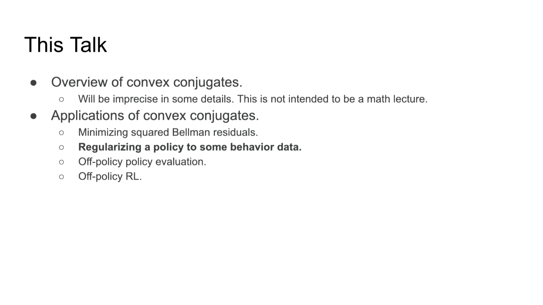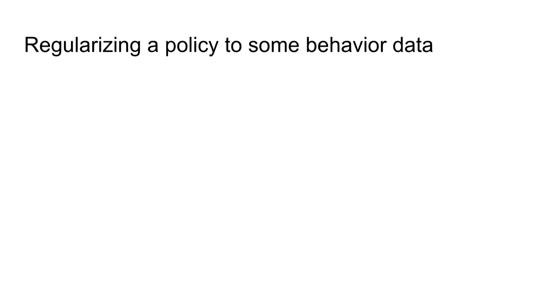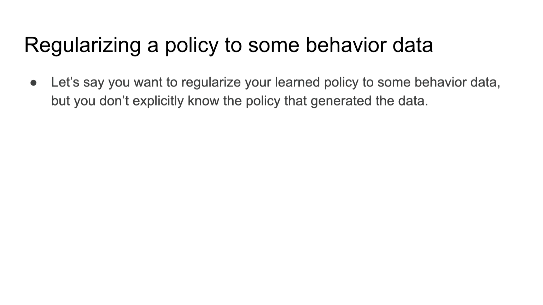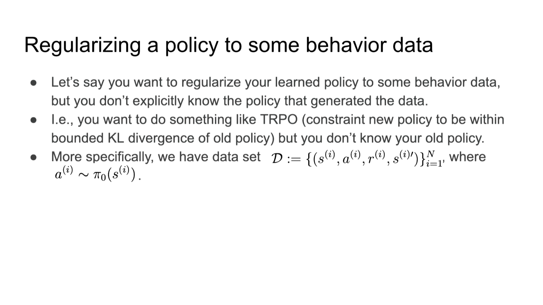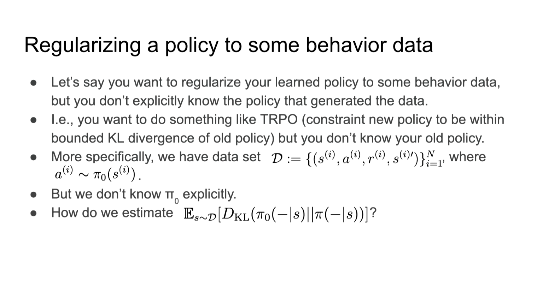OK, so we did one application down. Now to the second application, regularizing a policy to some behavior data. So again, in this case, we have some policy we're optimizing, we want to maybe do TRPO with it. So we want to constrain the policy to not move too far from our behavior data in terms of a KL divergence. But we don't know the old policy that generated this behavioral data. Right, so all we have is the data set. We don't know what policy generated it. But what we want to know is how do we estimate this average KL divergence?